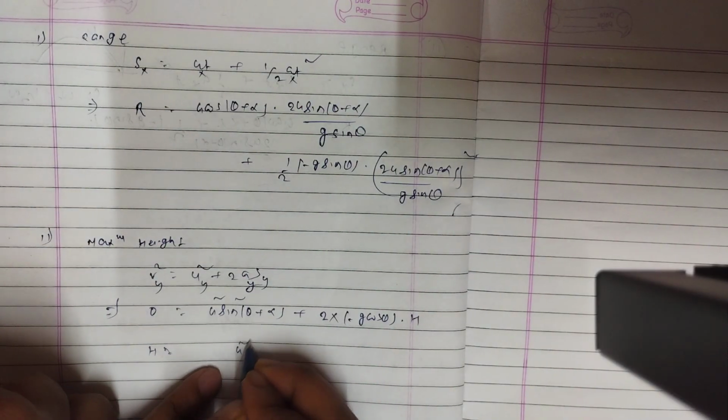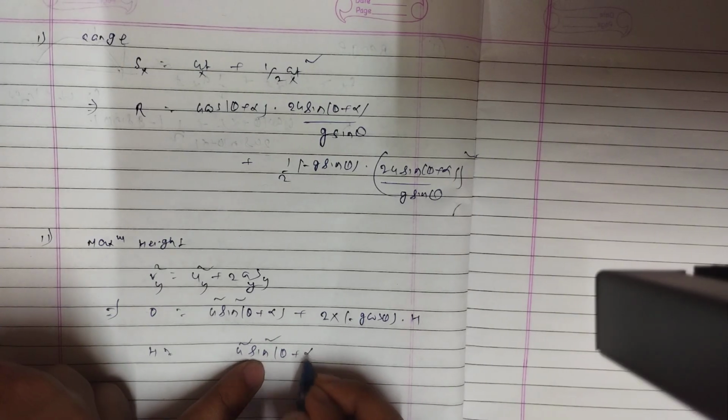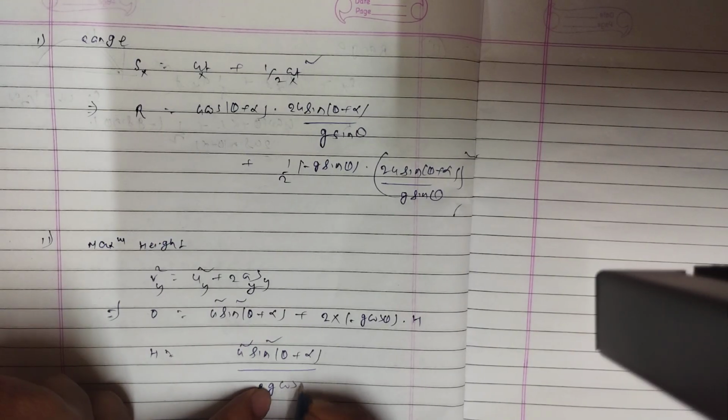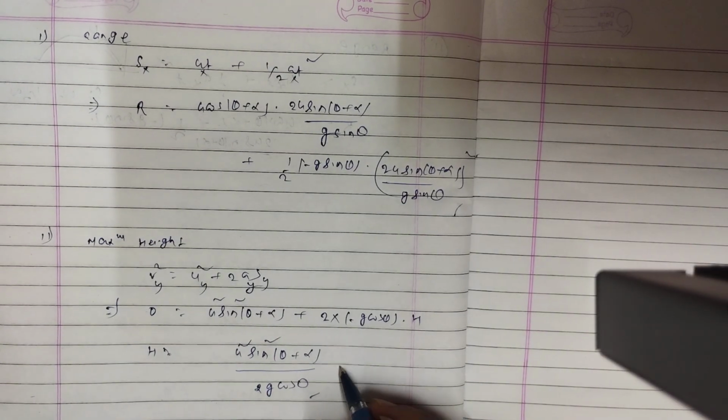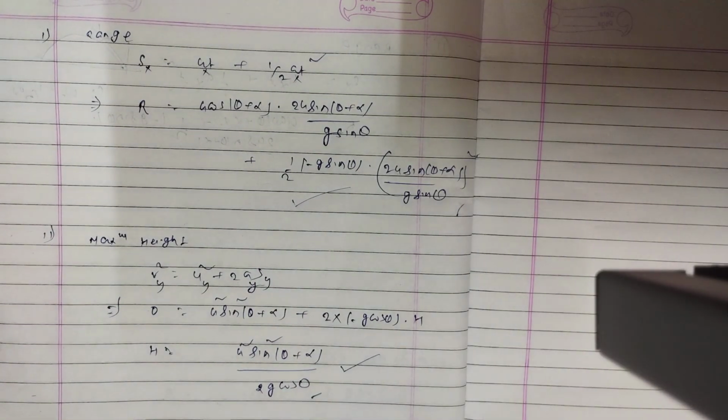This is u square sin square(theta plus alpha) divided by 2g cos theta. बच्चों, this is the expression of maximum height and this is the expression for range.